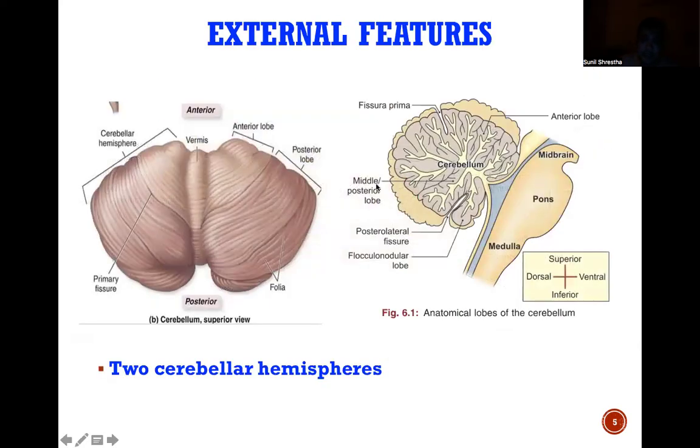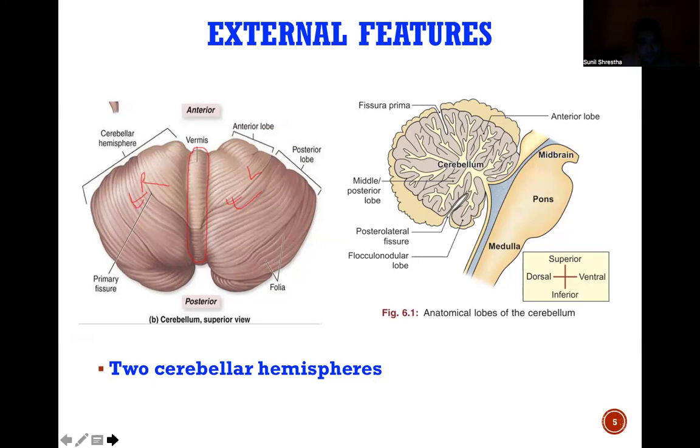And if you see the external features of the cerebellum, they basically contain two parts. Yes, so these are the two cerebellar hemispheres, the right side and left side hemisphere. And here in the middle, they are connected with the help of the vermis. It is a worm-like structure, a worm-like structure connecting the two hemispheres, right and left.